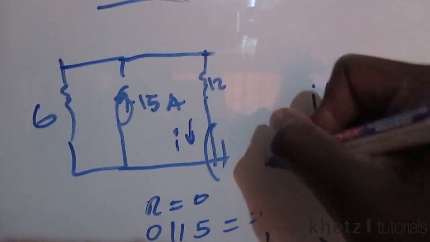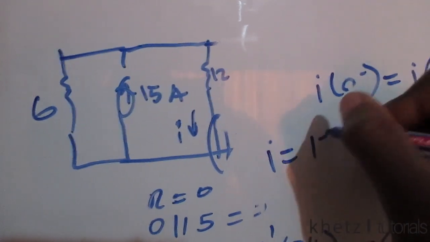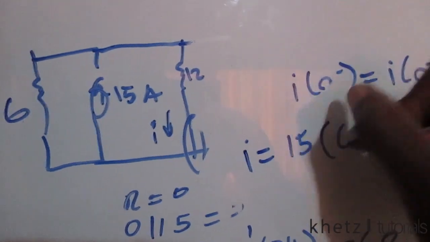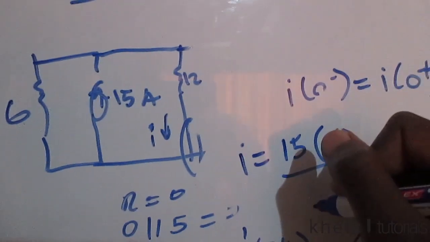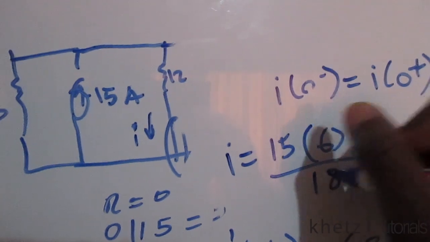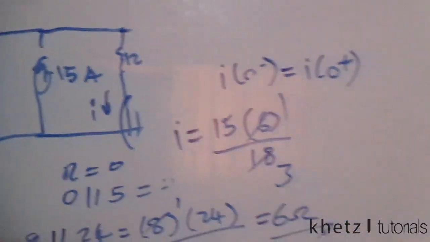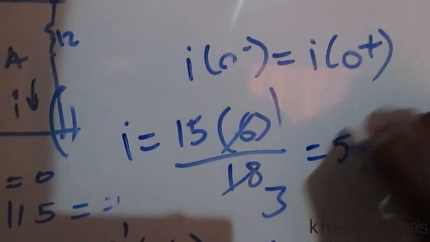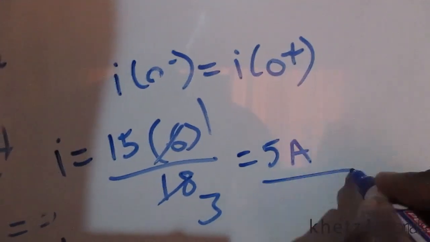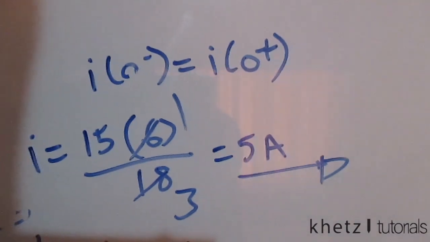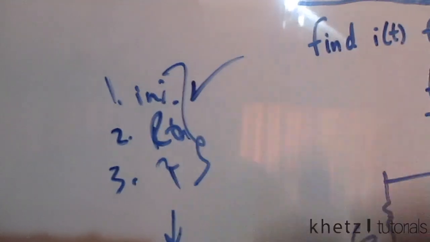Now we're interested in finding this i over here. Doing current division, i is equal to 15 amperes multiplied by 6 divided by 12 plus 6, which is 18. 18 divided by 3 gives 6, and 3 into 15 is 5. So that is 5 amperes. The initial value for i is 5 amperes. That was the first point on our list, so that is checked off.